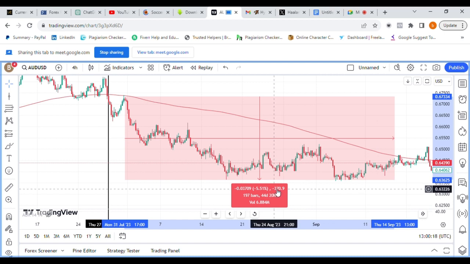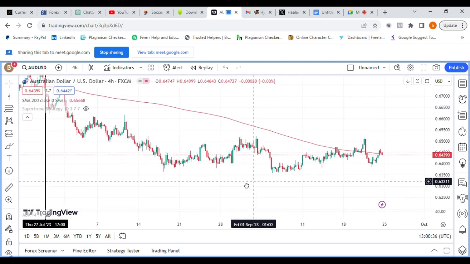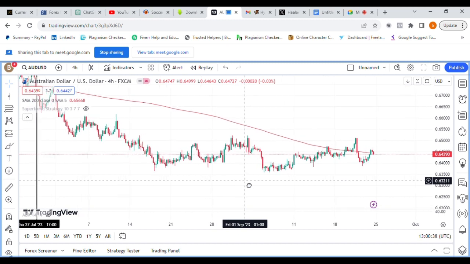Look at how you read it here. This minus 370 is showing you that minus because the market is in a downtrend, right? If it's an uptrend, it will show you positive. That's why I show you this. Okay, that's how you measure it. That's the tool there. So up to now it's still on the downtrend.